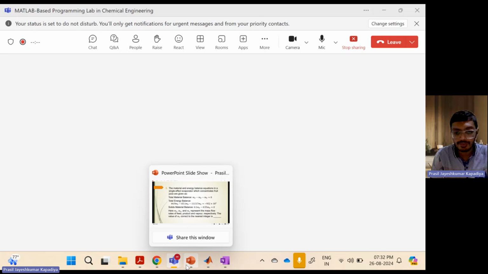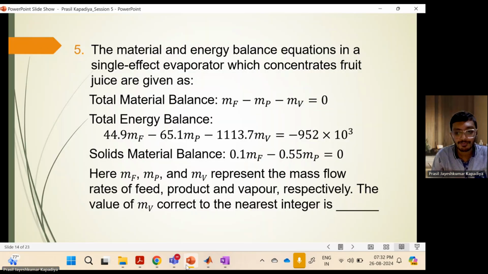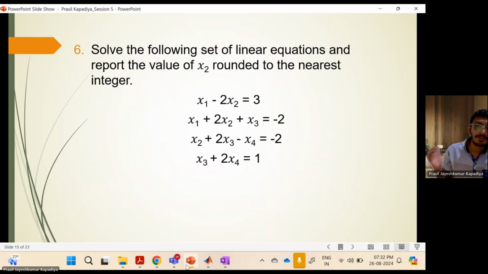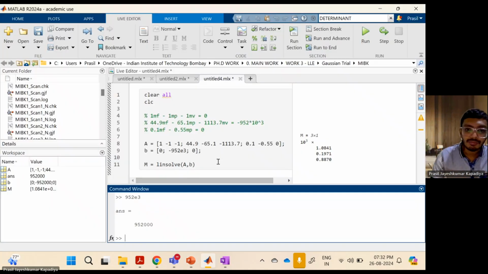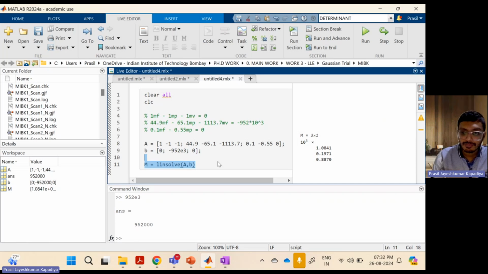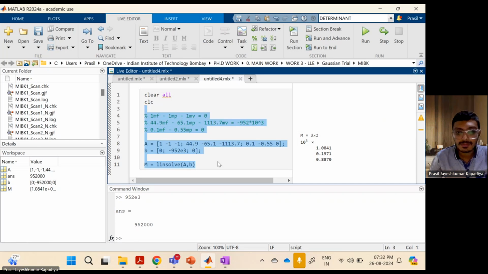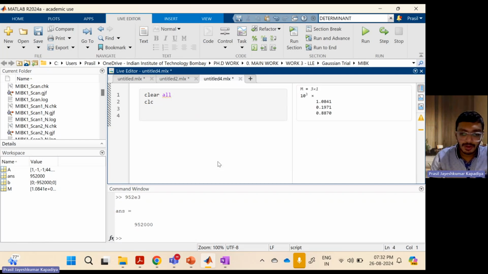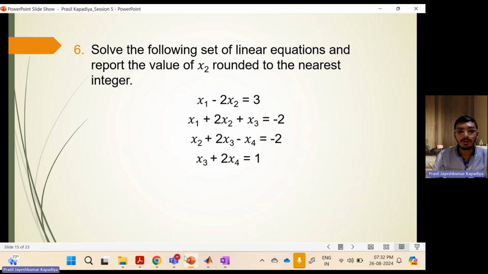Okay, let's move ahead with the next problem. We are supposed to solve this set of linear equations. Let's solve this. My first equation is x1 minus 2x2 is equal to 3.